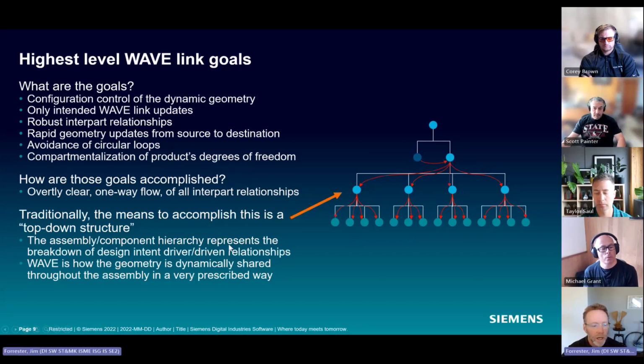The assembly component hierarchy represents the breakdown of design intent, driver-driven relationships. So that's the white lines, that's the hierarchy of the structure. Wave is how the geometry is dynamically shared throughout the assembly. Those are the red lines. All right, so I use the assembly component structure to kind of lay out the hierarchy, but then I use wave to transfer the geometry in an associative way, right?